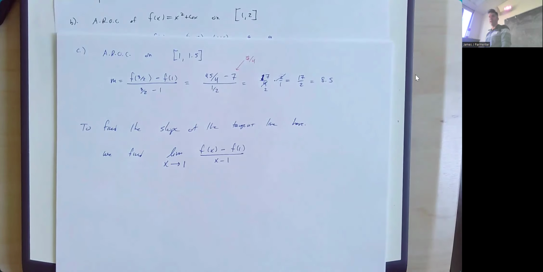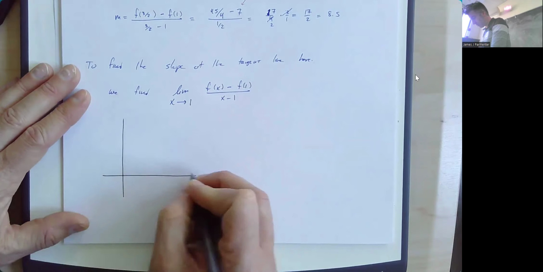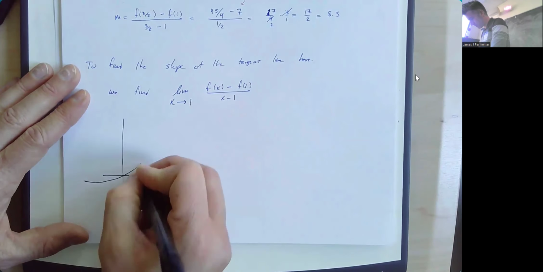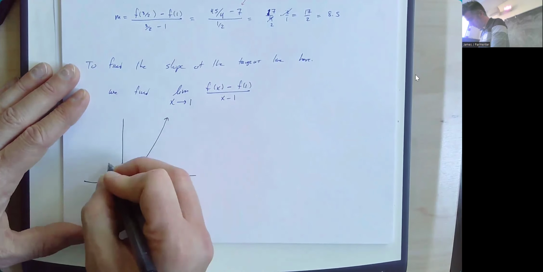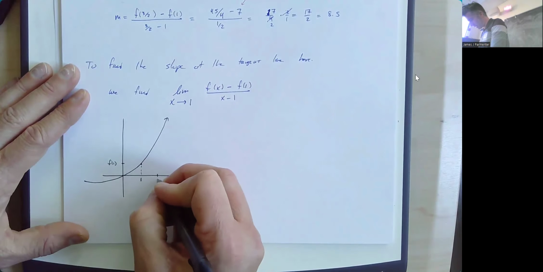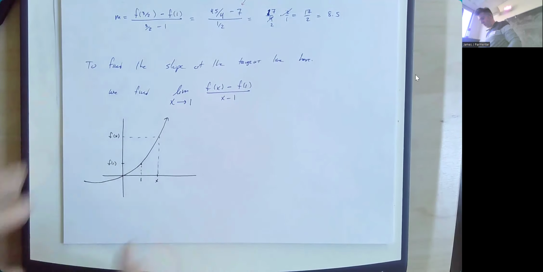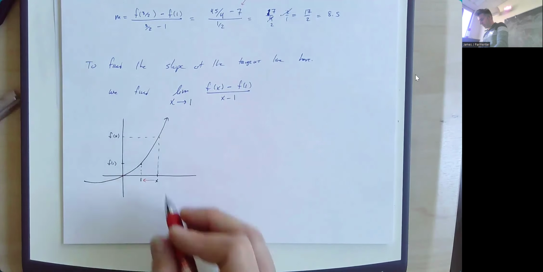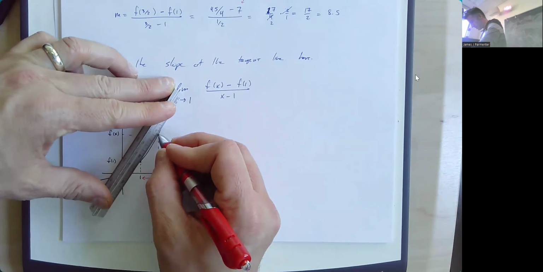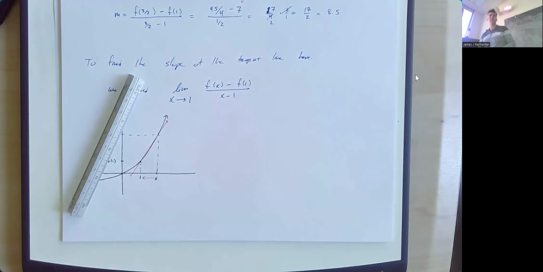Right, instead of doing between 1 and 3 or 1 and 2 or 1 and 1.5, what we're now doing, and I will draw this picture again because I think it's worth drawing. Here's 1, f of 1, and here's x, and here's f of x. And the idea is that we're letting x move towards 1 so that the slope of this secant line gets closer and closer to being the slope of the tangent line.